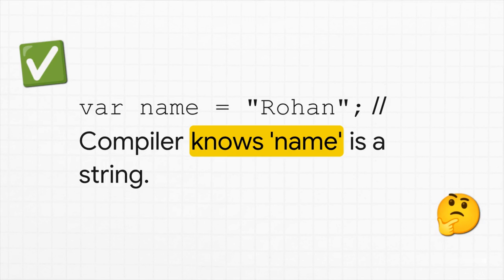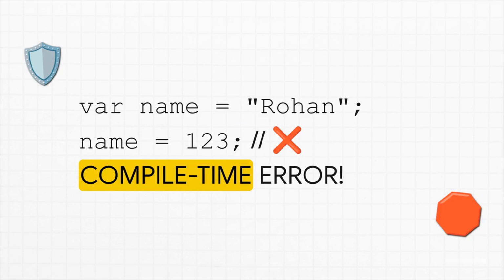So look at this, it's a perfect example. The second the compiler sees the value Rohan inside those quotes, it just knows. Name has to be a string. The plan is made, it's clear, end of story. And this is where the planner really shines. This is its biggest strength. You try to change the plan midway by sticking a number into that string variable? Nope. The compiler slams on the brakes and throws an error right then and there. A bug is squashed before it ever had a chance to exist.